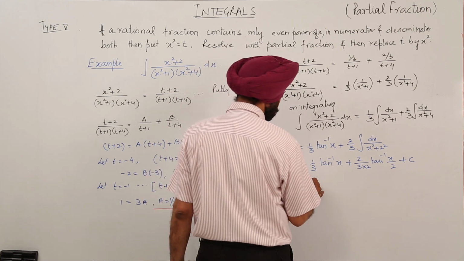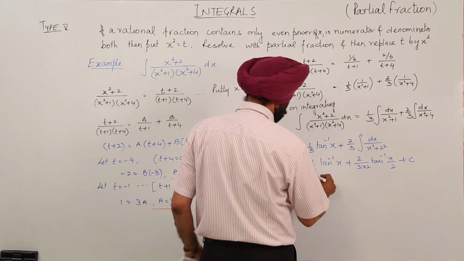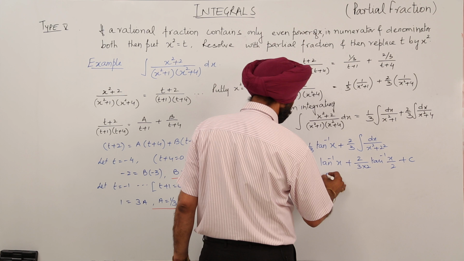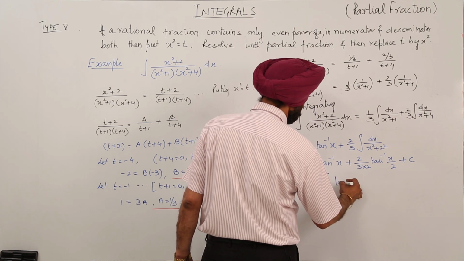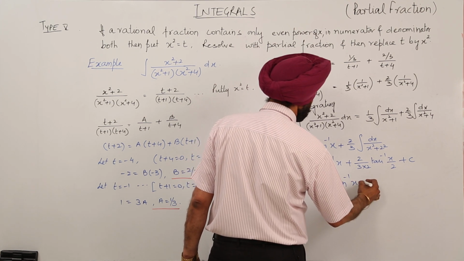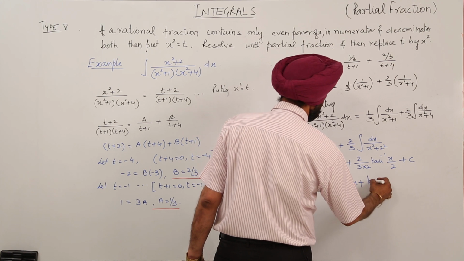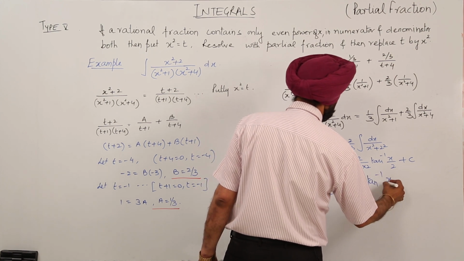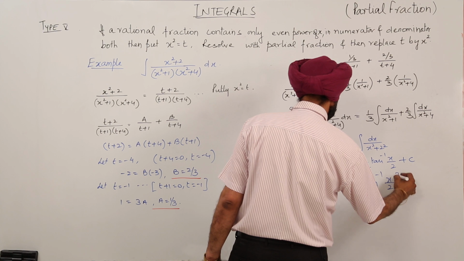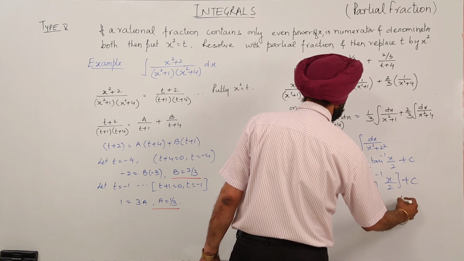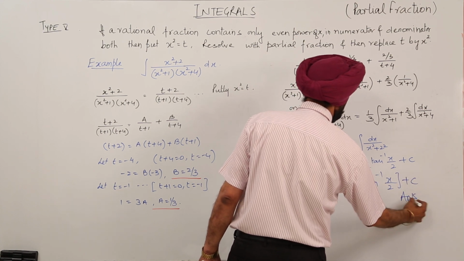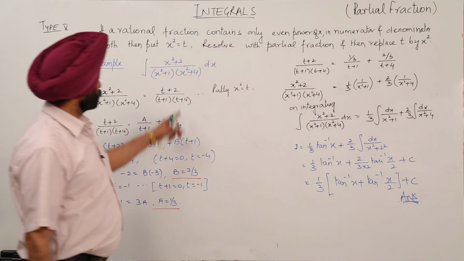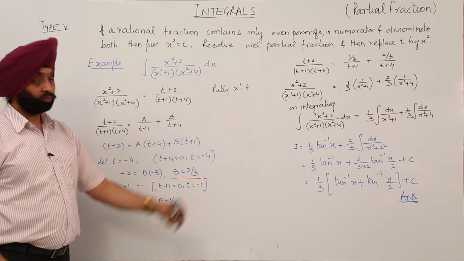Final answer is, 1 by 3 we can take common, tan inverse x plus tan inverse x by 2 plus c. This is the answer. So if the question is in this format, we can move like this also.